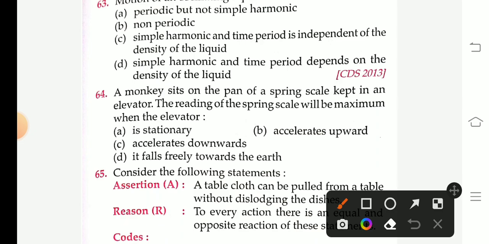A monkey sits on the pan of a spring scale kept in an elevator. The reading of the spring scale will be maximum when the elevator accelerates upward.